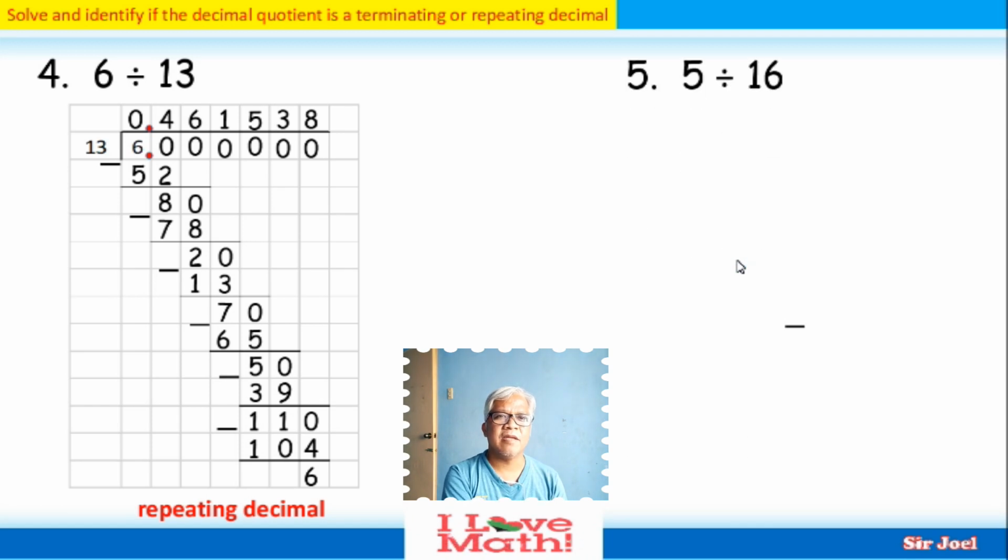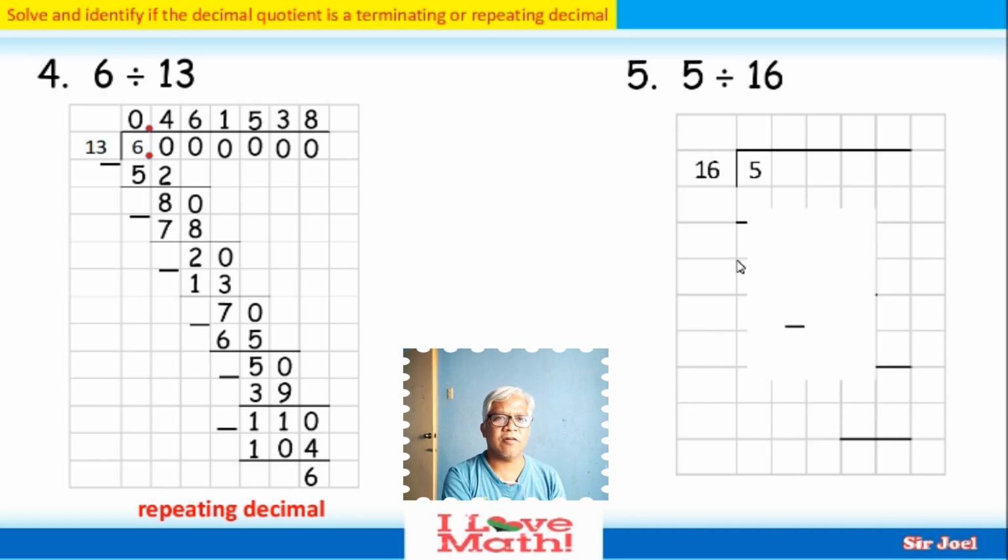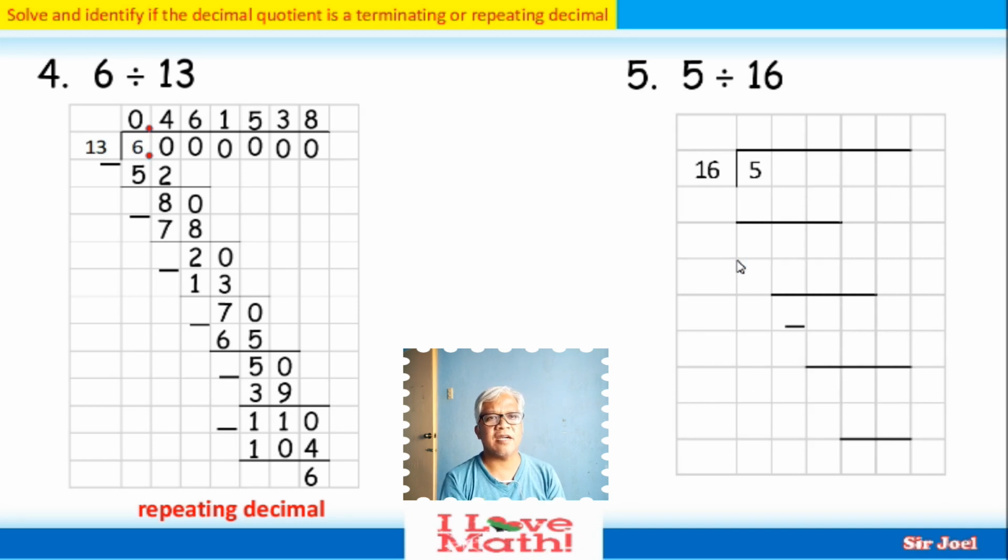Example number 5. 5 divided by 16. 5 ang nasa loob, 16 ang nasa labas. How many groups of 16 are there in 5? Of course, wala. So put a decimal point, then add 0. 50 divided by 16, the answer is 3. 3 times 16, it is 48. And 50 minus 48, of course, is 2.